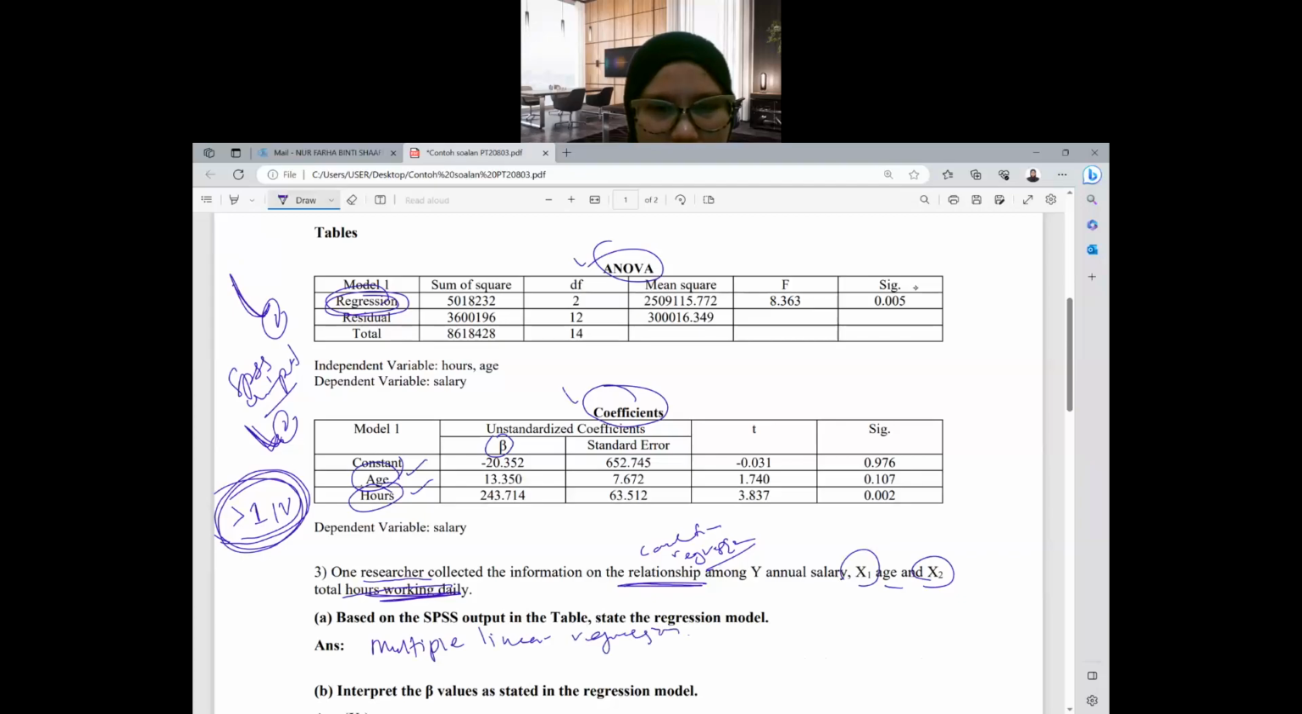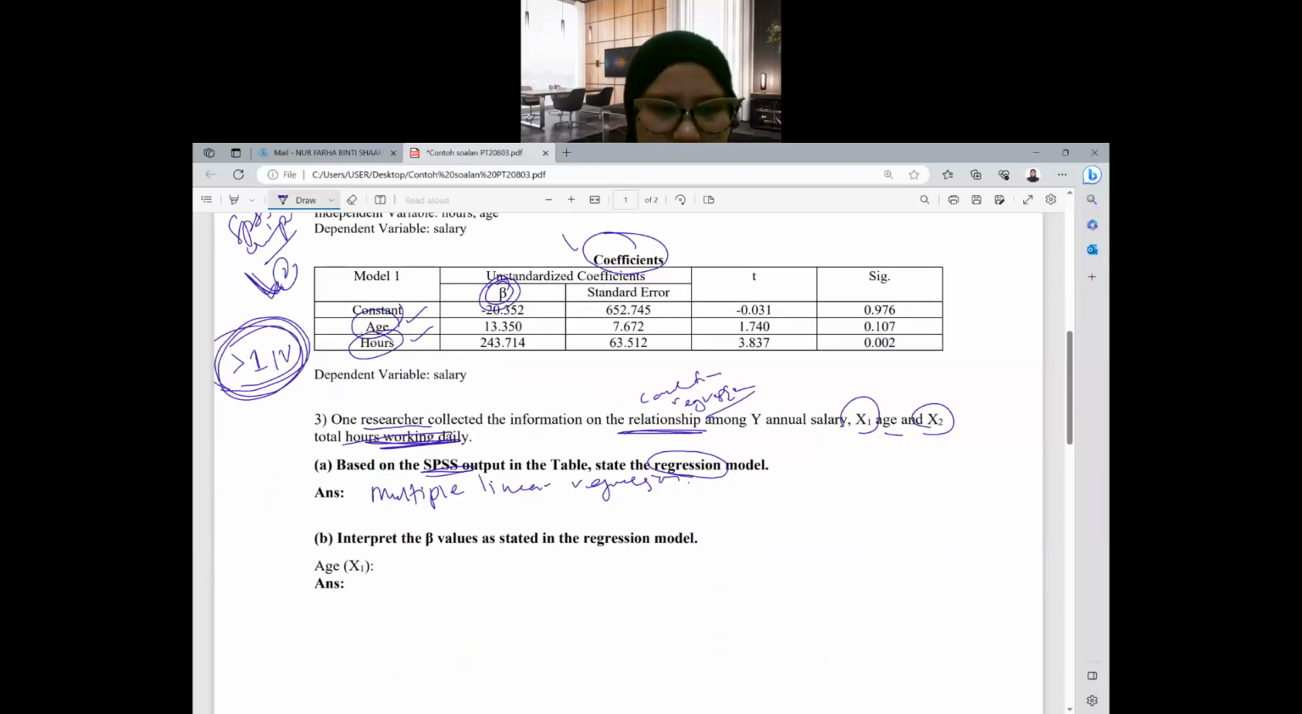Why? Because the question asks you, based on the SPSS output in the table, to state the regression model. The question even gives you the hint: regression model. If the question didn't give you the hint and just said state the model, you wouldn't know whether it is regression or Pearson correlation. So it depends on the hint, the beta value here, the regression written here. So the answer for the first one is multiple linear regression.